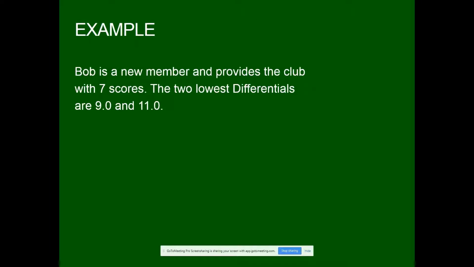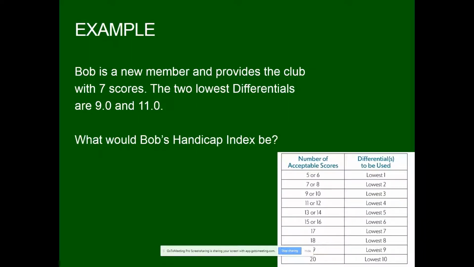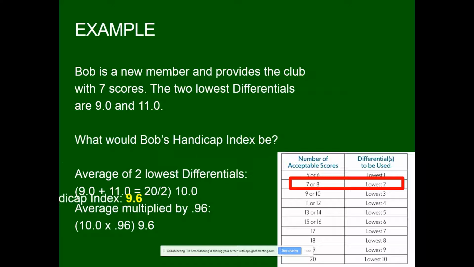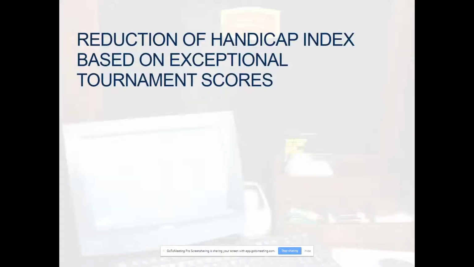So here's an example. Bob is a new member and provides the club with 7 scores. So in this case, you can see that the number of scores is 7. We're only going to take the lowest 2 differentials, which in this case is a 9.0 and 11.0. What should his handicap index be? So what we do is we take an average of those 2 lowest differentials, which we know is 10.0, and then multiply by 0.96 for that bonus of excellence, which would lead his handicap index to be 9.6. So that's how we calculate a handicap index.